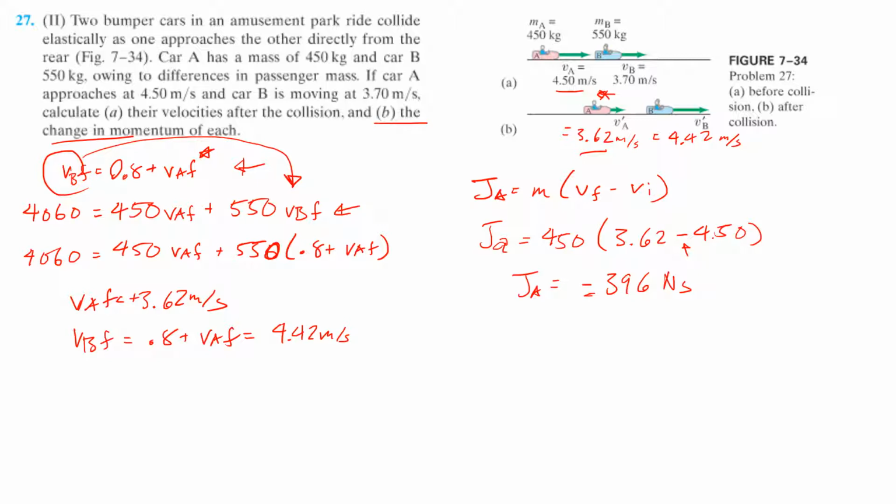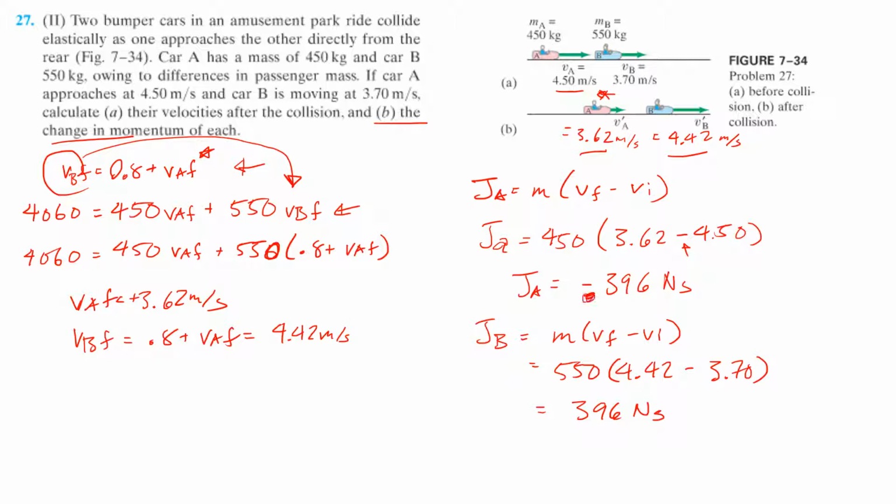So here, JB is going to be equal to mass times VF minus V initial. So that is equal to 550 times, V final is 4.42 minus 3.70. And if you do that, it's also 396 newton seconds. What? But this time it's not negative, it's positive.